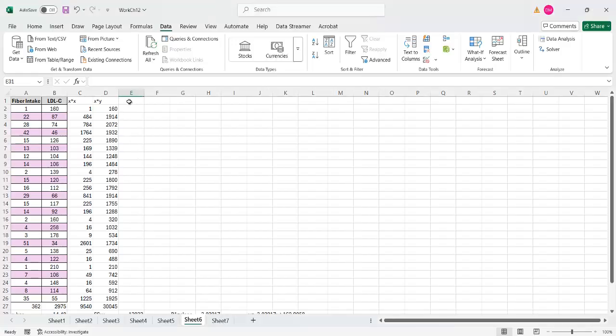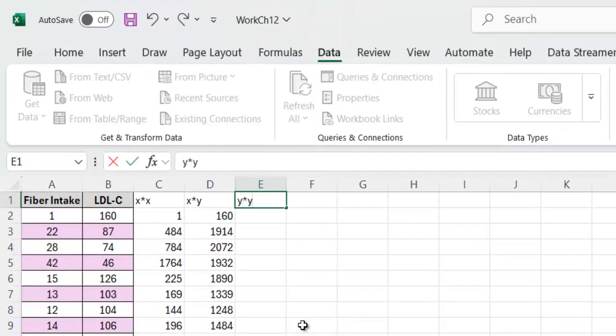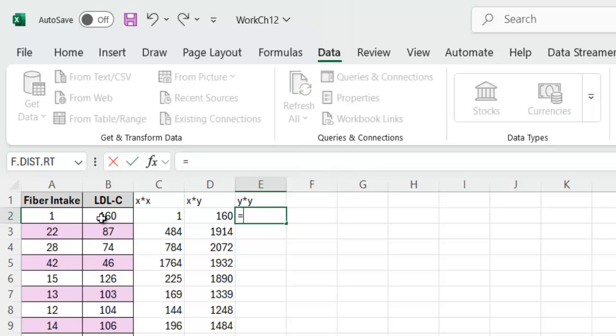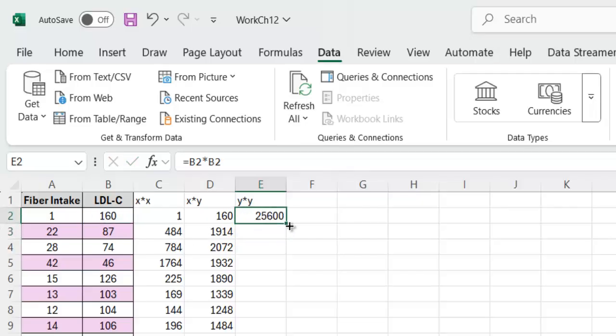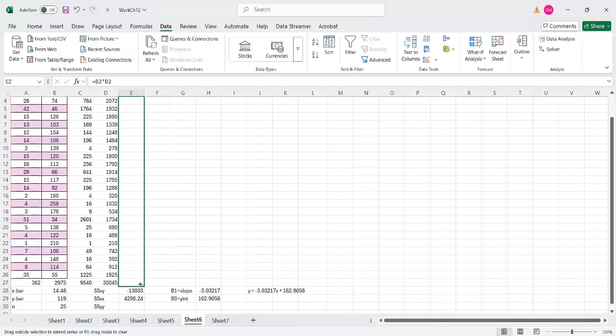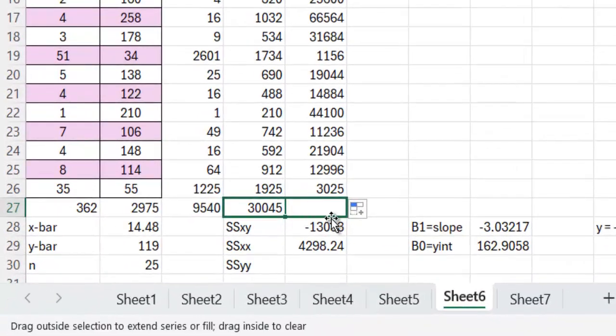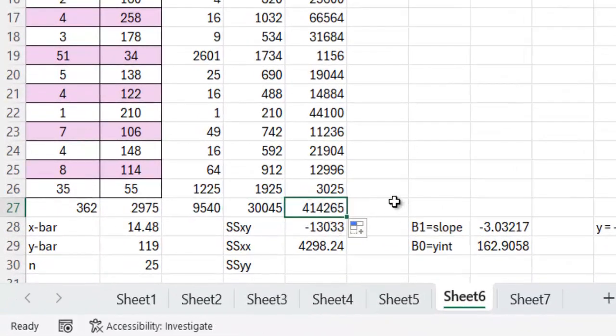To do that, though, I will need to square all the values in the y column. So I'm going to create a column here called y times y, or y squared in other words. I'm going to take each value in this LDL column and multiply it by itself. I'll do it for one cell, and then click and drag for all the others. Now that's done the work of squaring all the y values. If I drag this sum over, I will have the sum of y squared.